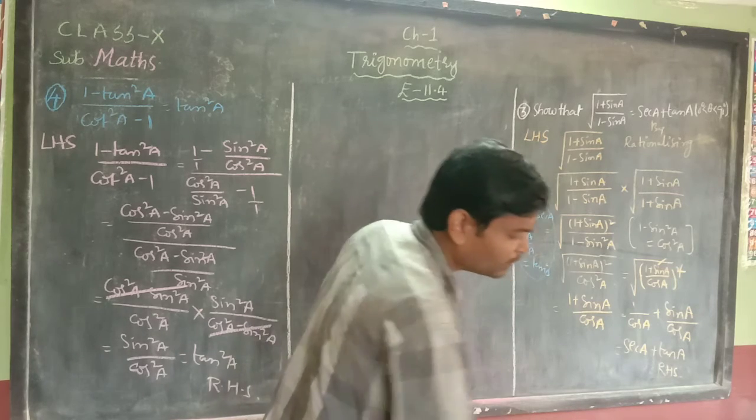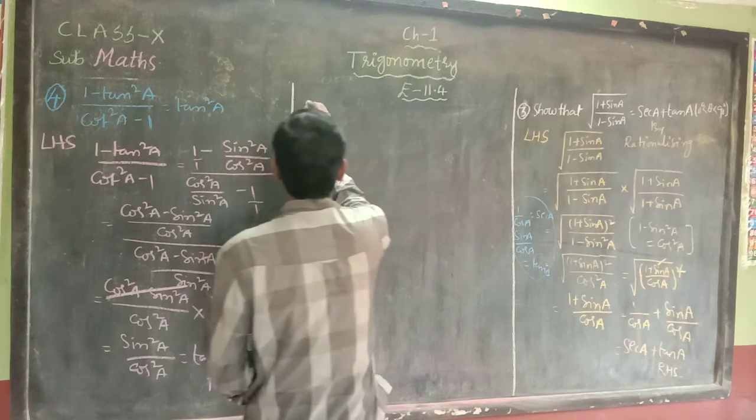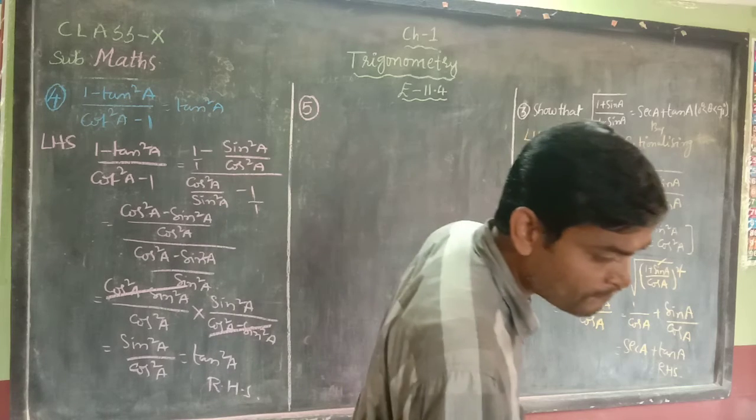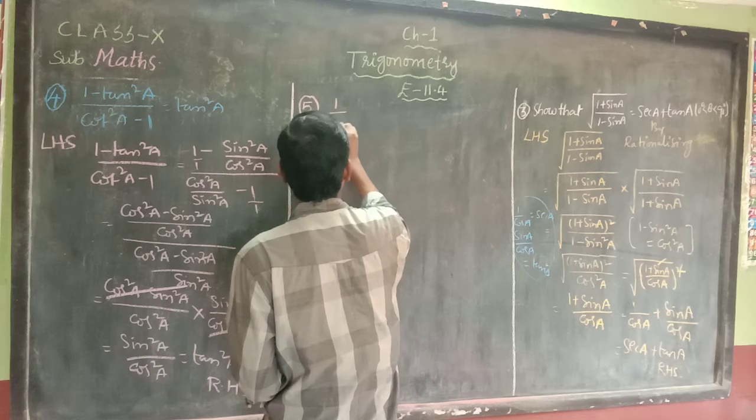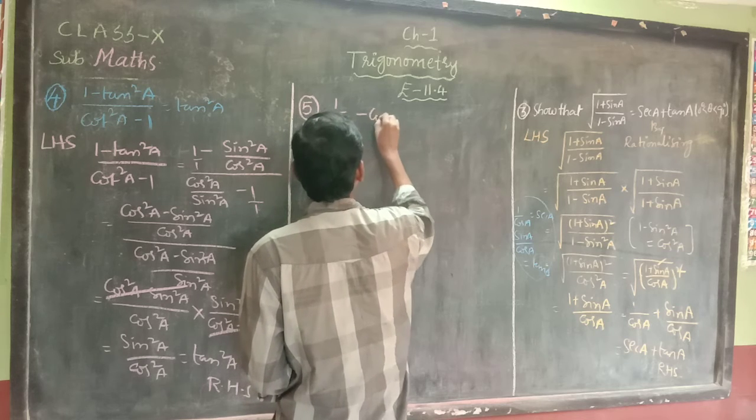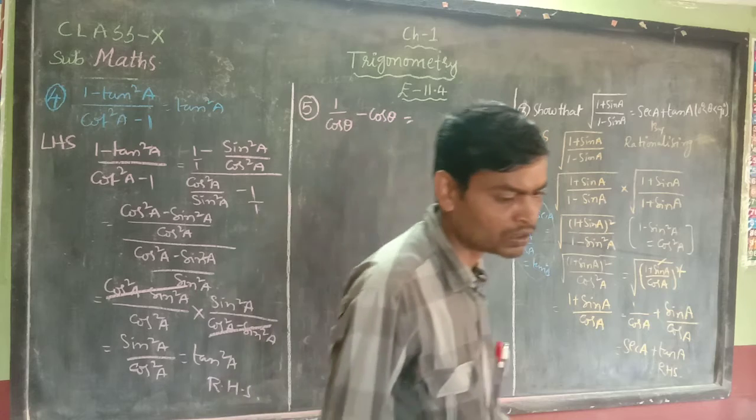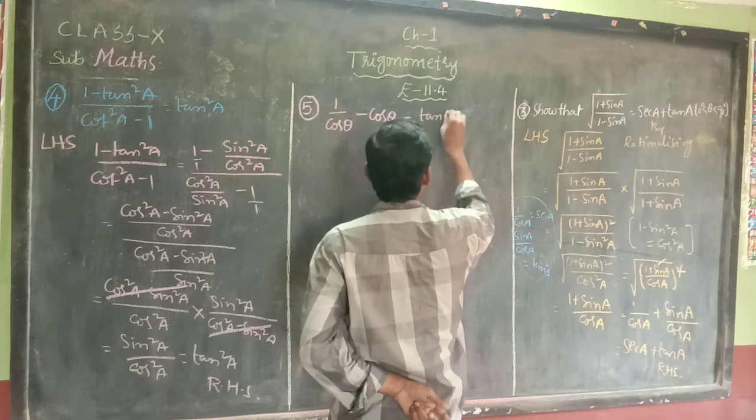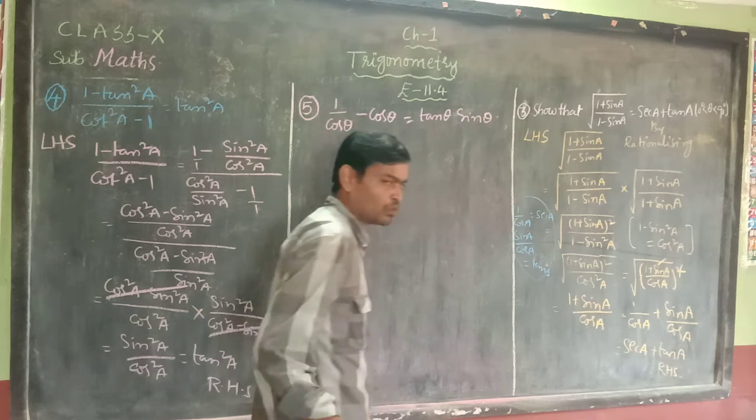And the next problem is the fifth one. Show that 1 by cos theta minus cos theta is equal to tan theta into sin theta. This we have to show.